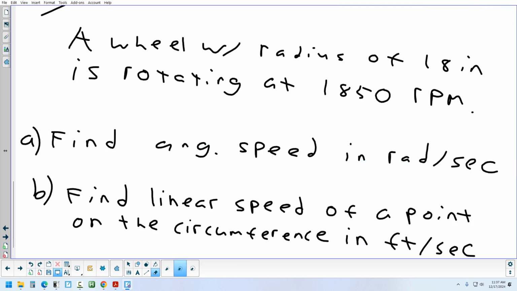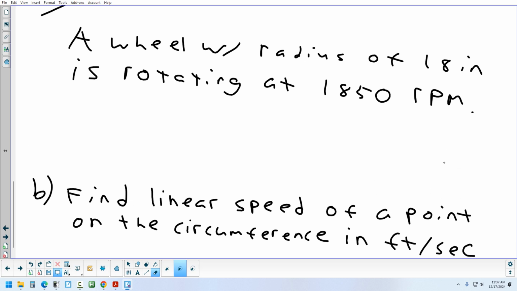We're just going to focus on part B, which is the only part. It says a wheel that's 18 inches is rotating at 1,850 revolutions per minute. So imagine that wheel spinning on a machine, and it falls off the machine. I want to know if it falls off, how fast is it going to be coming at you?